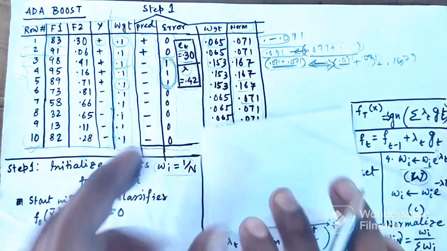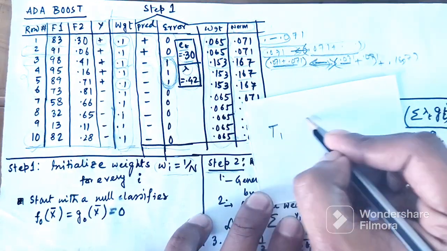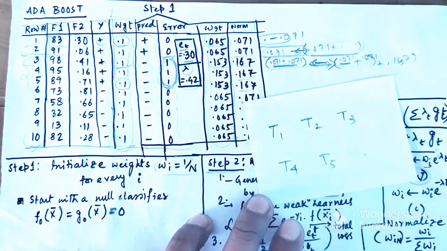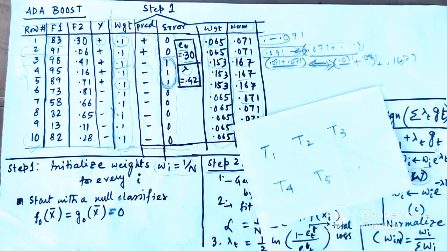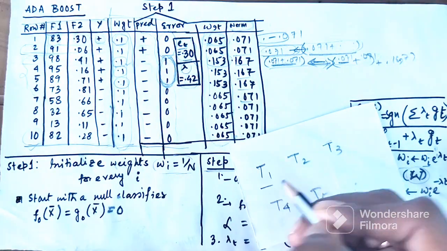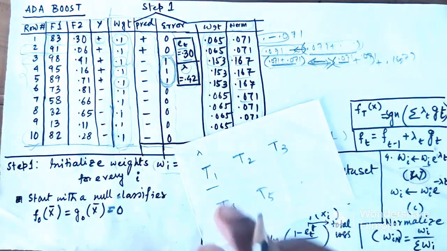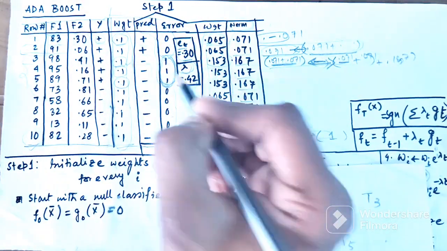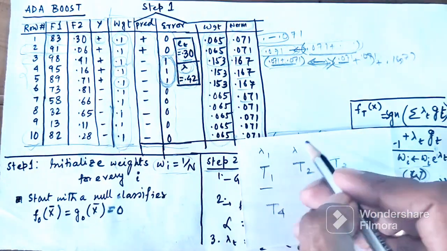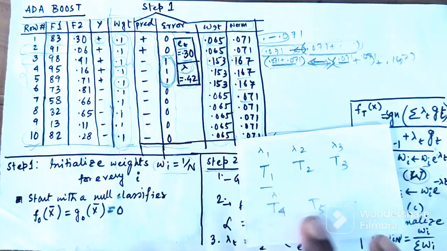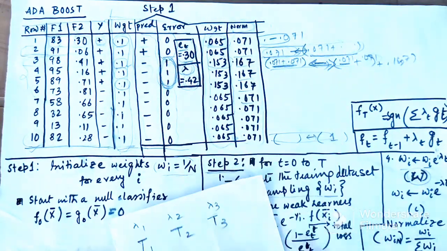What will we get? You will get T1, T2, T3, T4, T5 like this. Up to however many steps you want to proceed, you can get all these T's. For each and every step, you have one lambda. Lambda 1, lambda 2. You saw this in the first step: 0.42 is your lambda. Similarly, in the second step you will have a lambda, in the third step you will have a lambda, like this, all these lambdas. So you just have to create this.